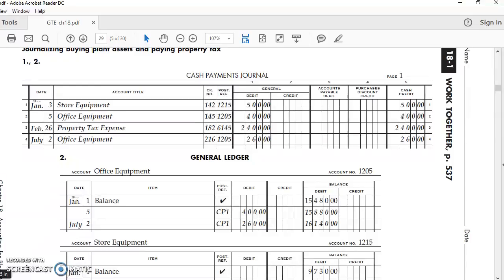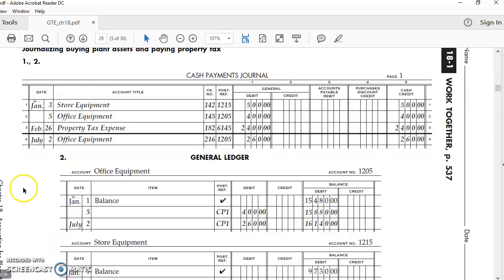On page 537, I'm first going to read the transaction on January 3rd. We paid cash for a paint mixer. A paint mixer is going to be store equipment. We have two different equipments for this company: store equipment and office equipment. Store equipment, a paint mixer, would be something that would be in a store, and the customers would see a paint mixer. Therefore, it constitutes store equipment.